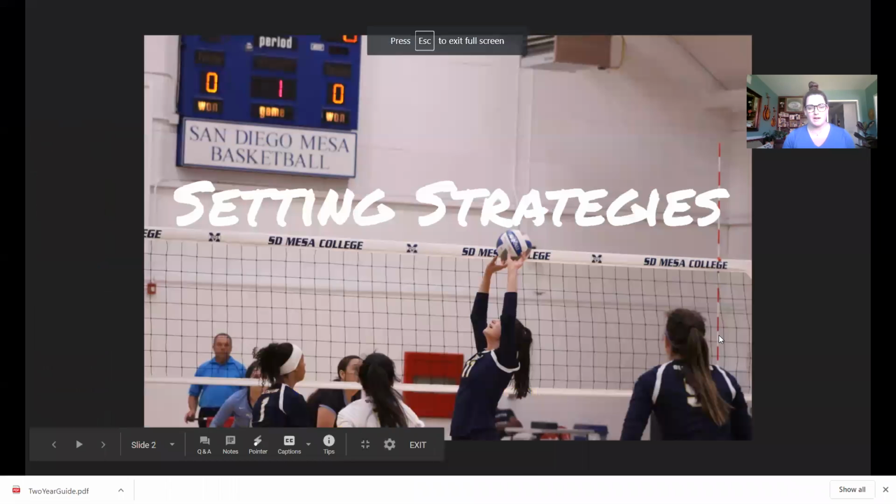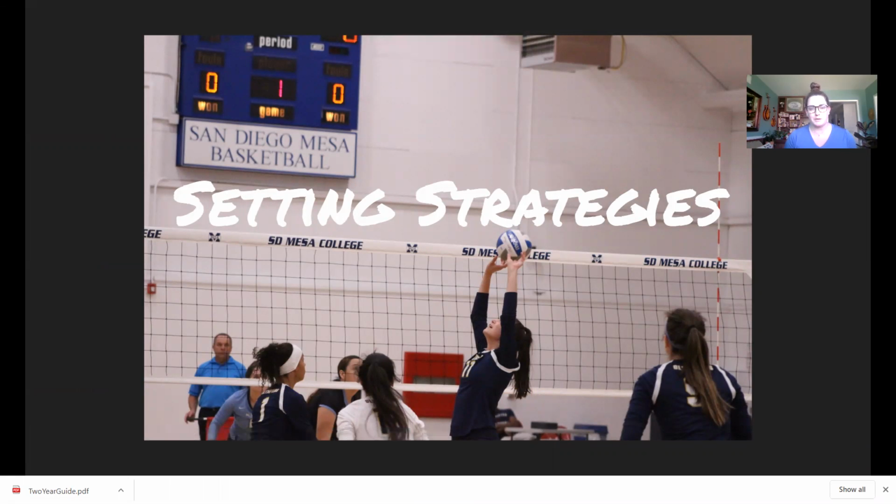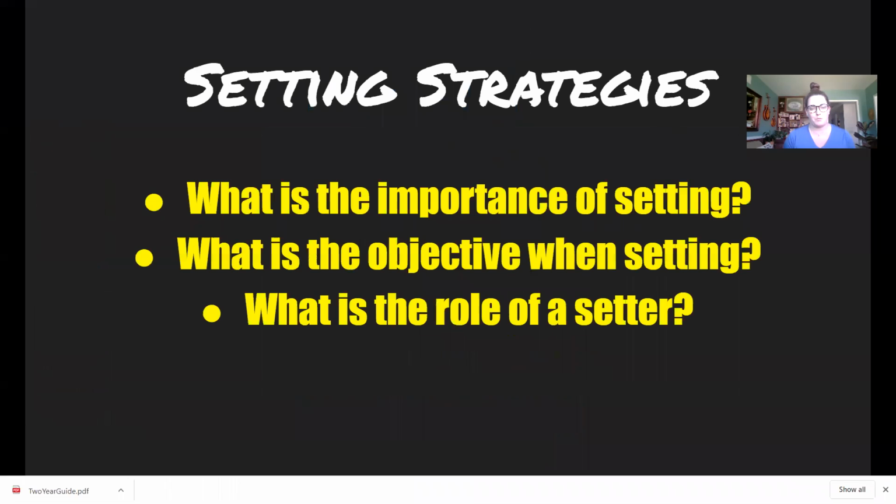All right, everybody, here we go. First, we're going to talk about setting strategies. Last week, we talked a lot about setting and hitting technique, and now we talk about setting and hitting strategies. So a strategy from a setter standpoint and strategies from a hitter's standpoint.